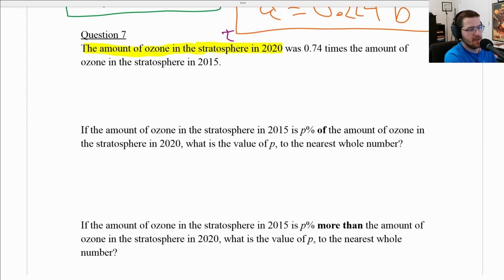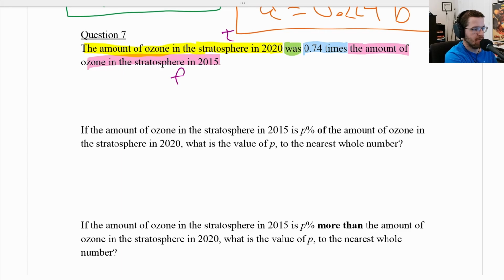I don't know. And then we'll call this guy 15. 15 starts with an F. So how about we call him F? And then "was," that's very similar to "is," that means equals. And then 0.74 times.